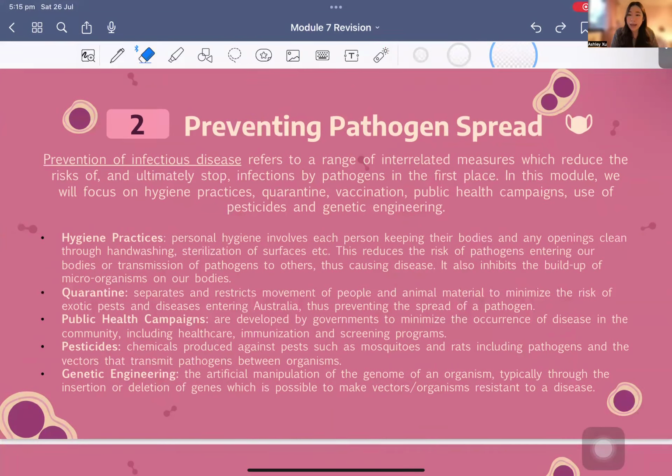Public health campaigns are very important. They are funded by the government, and that minimizes the occurrence of disease in whatever they are trying to get you to do, whether that is immunization, screening programs, or healthcare like Medicare, which is a public health campaign because Medicare is funded by the government. A very good example is the COVID-19 vaccines. From memory, the Pfizer vaccine cost almost $100 each shot, but it was subsidized by the government.